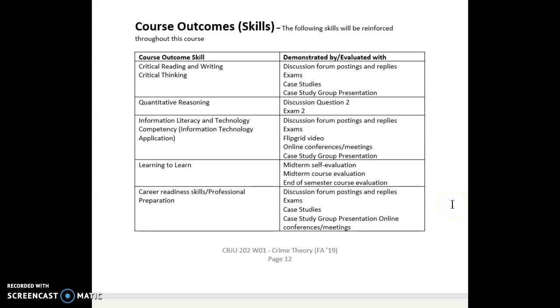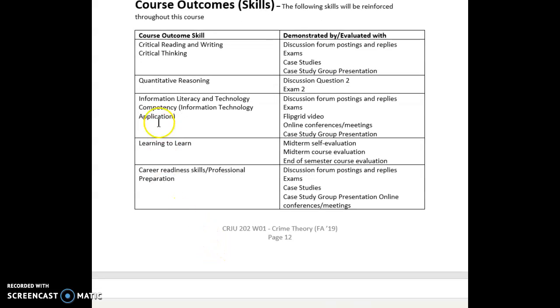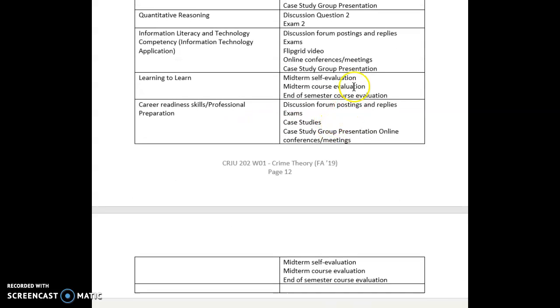working with, developing, improving, and demonstrating in this course, including critical reading and writing and thinking, and some quantitative reasoning, which is looking at charts and graphs, not statistics, but tables and figures that show either trend lines or demographic information about criminal perpetrators or victims of crime. There are a number of assignments that will call upon you to develop or improve your information literacy and technology, and I'll go over those shortly.